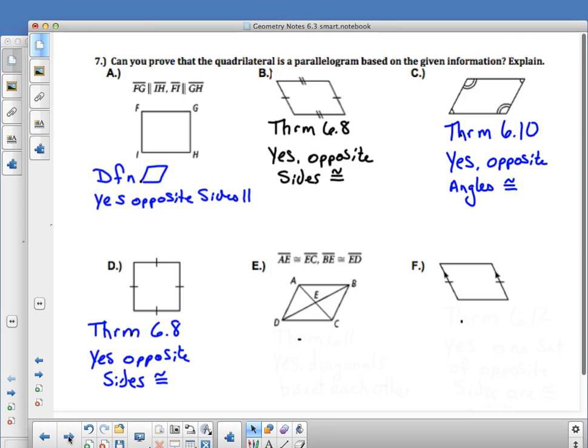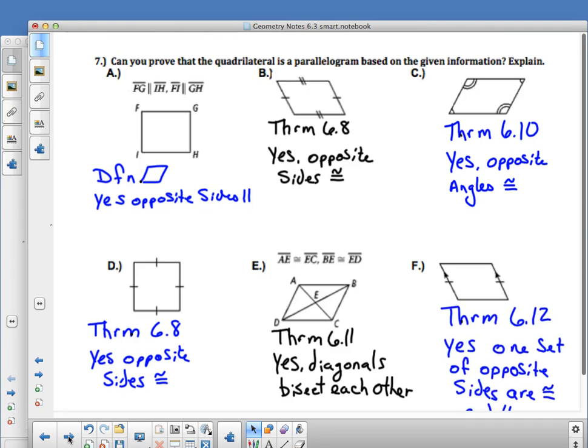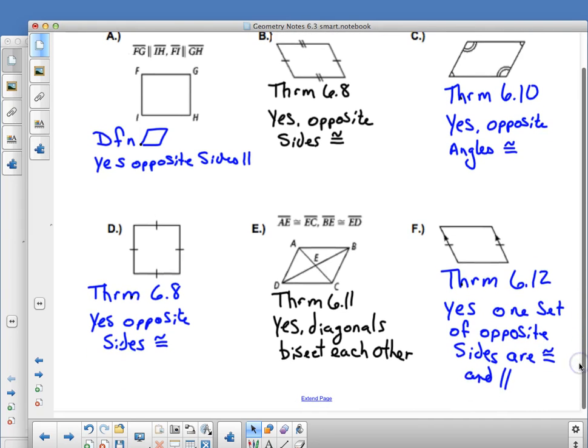This next one, I have diagonals are bisecting each other, and I get diagonals bisecting each other from theorem 6.11. Okay, so I've got theorem 6.11, yes, diagonals bisect each other. And my last one, one set of sides is parallel and congruent. Please notice it's the same side, it's parallel to the other side and congruent to that side, and it's theorem 6.12. Okay, yes, one set of opposite sides are parallel and congruent, or congruent and parallel. So that's the information that we covered in 6.3, our converse information.